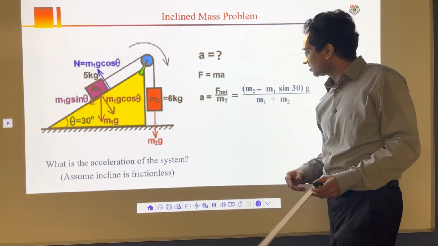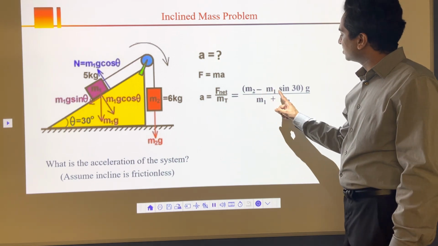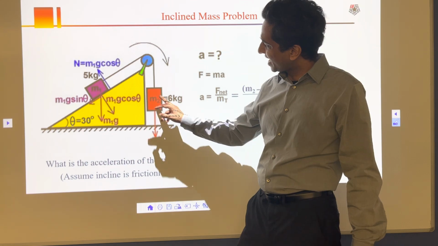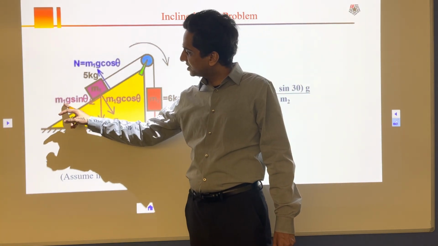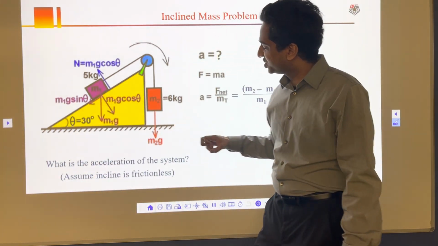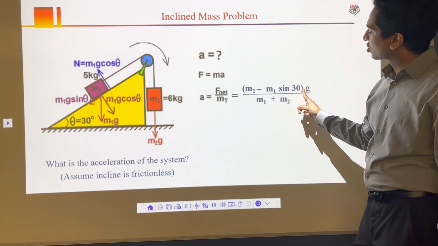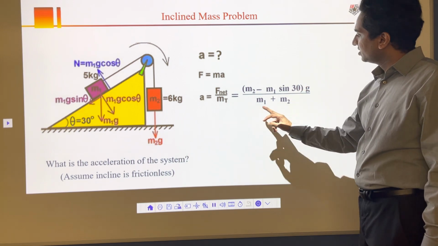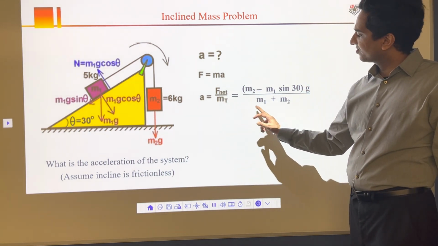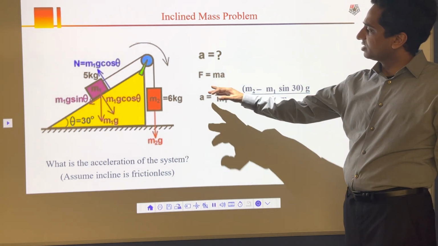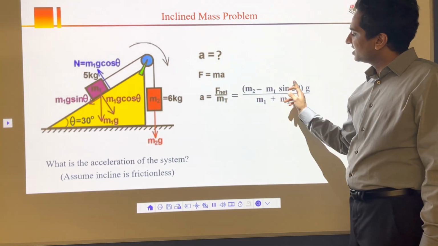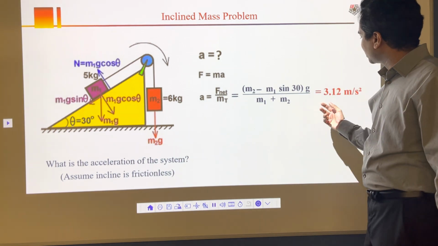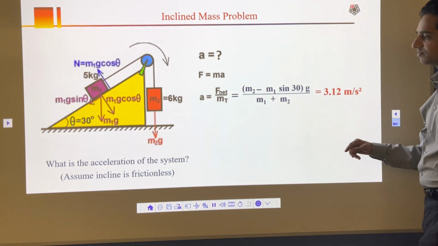I'm going to write that as (m2 minus m1 sine theta) into g, or I can say m2g positive minus m1g sine theta, or I can take that g common. So m2 minus m1 sine 30, times g, over the total mass m1 plus m2. This is our equation of motion. We apply that, put the numbers in, and you will get a final acceleration of 3.12 meters per second squared.